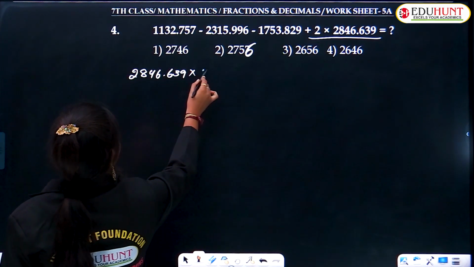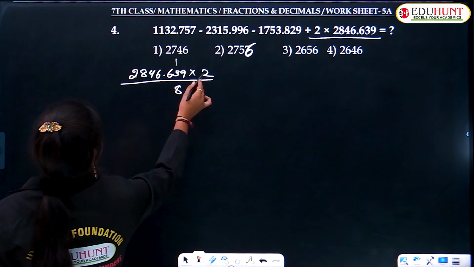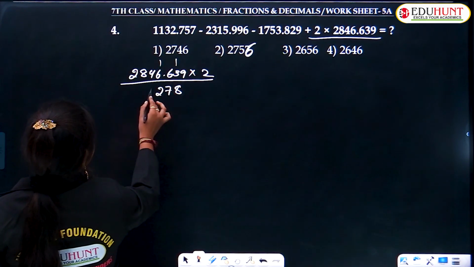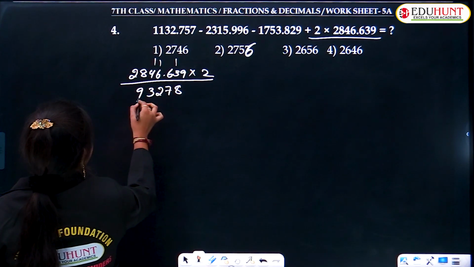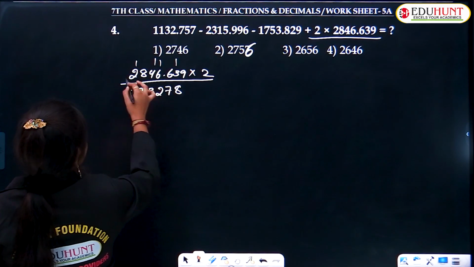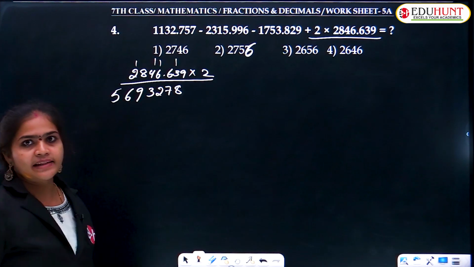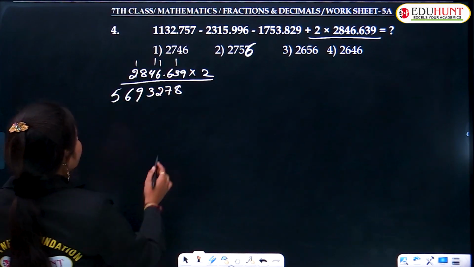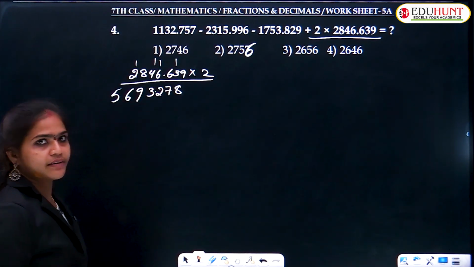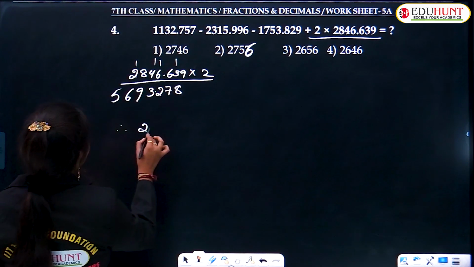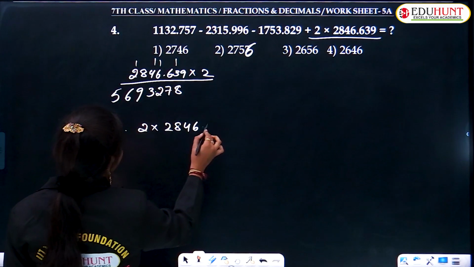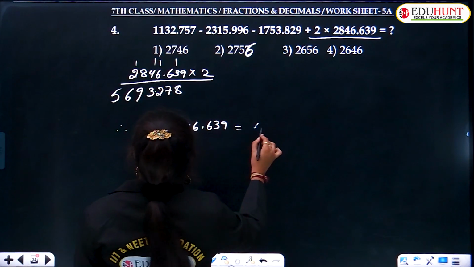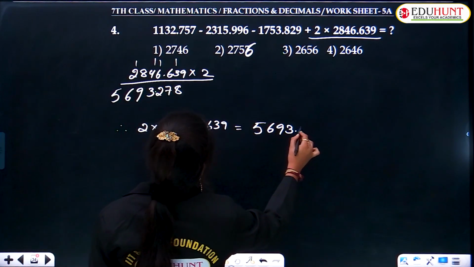2846.639 into 2. 2 nines 18, 2 threes 6 plus 1 is 7, 2 sixes 12, again 2 sixes 12 plus 1 is 13, 2 fours 8 plus 1 is 9, 2 eights 16, 2 twos 4 plus 1 is 5, 5 6 9 3 2 7 8. And here the point is after how many digits? 3 digits. Then here you have to keep the point 3 digits before. Okay. Then 2 into 2846.639 is equal to 5693.278.